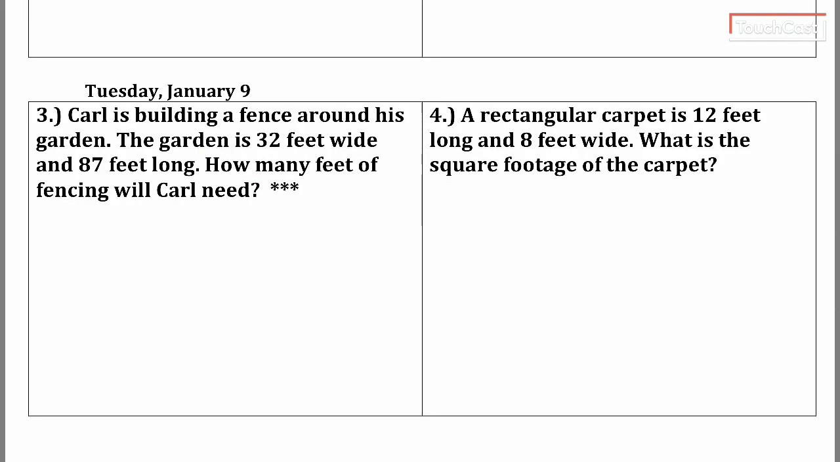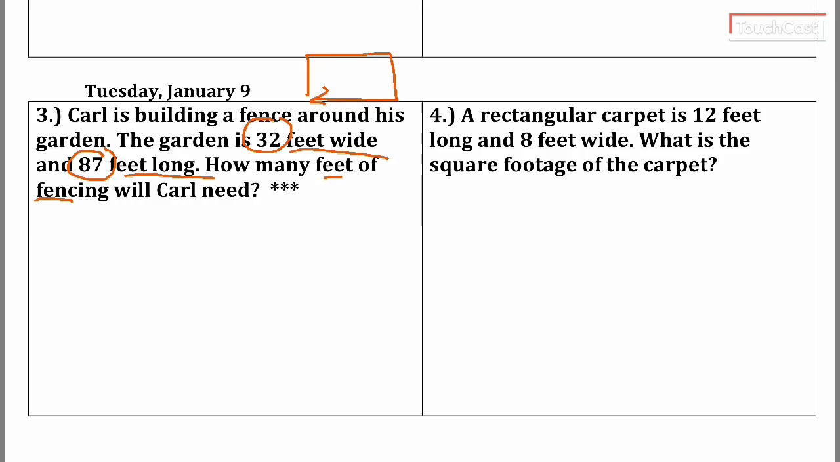Number 3, Tuesday. Carl is building a fence around his garden. The garden is 32 feet wide and 87 feet long. How many feet of fencing will Carl need? It doesn't tell me area or perimeter, but I remember from class that the word around, or building something that goes around something else, is perimeter.